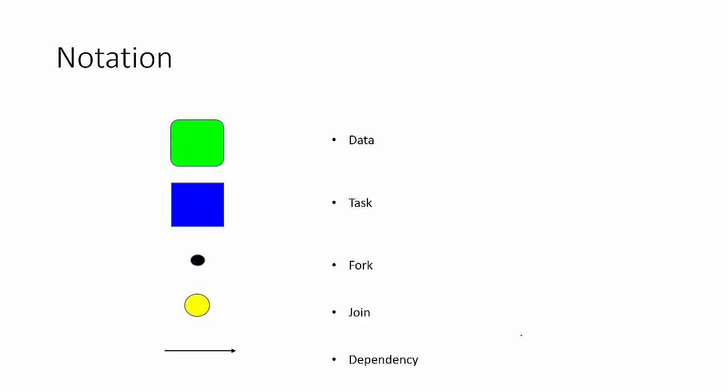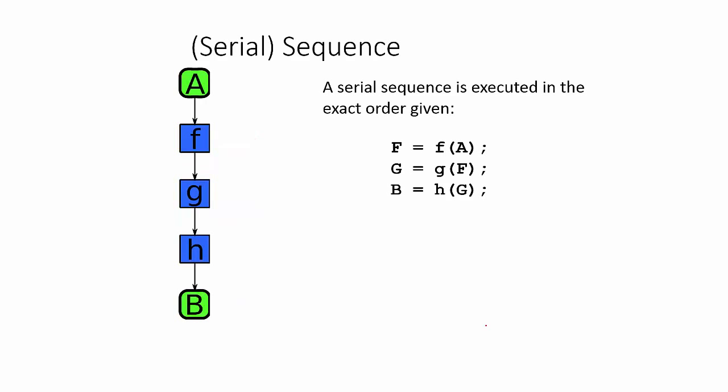Let's say a few words about notation. Green boxes here represent data. Blue squares represent tasks to execute. A black circle represents a fork in the execution path. A yellow circle represents a join, and an arrow represents a dependency, typically between tasks.